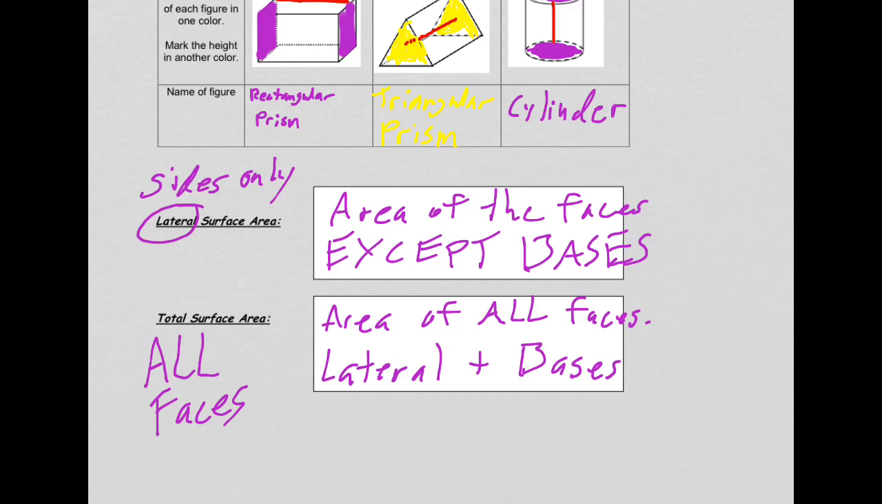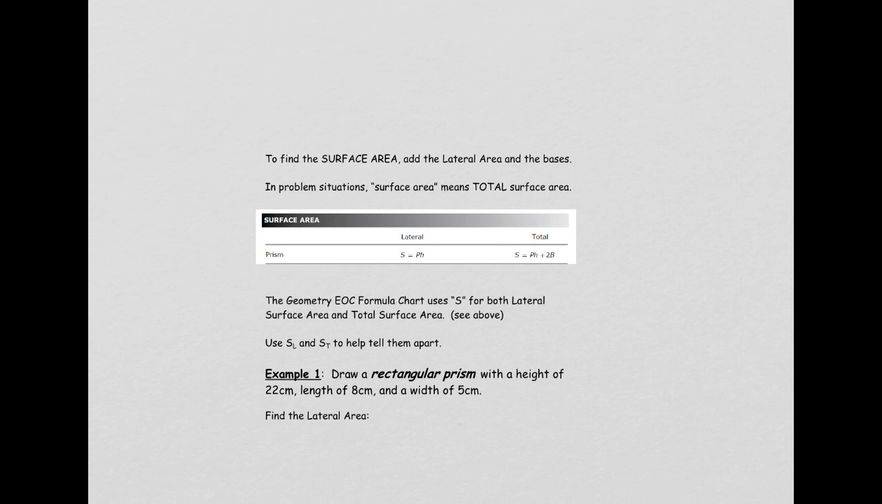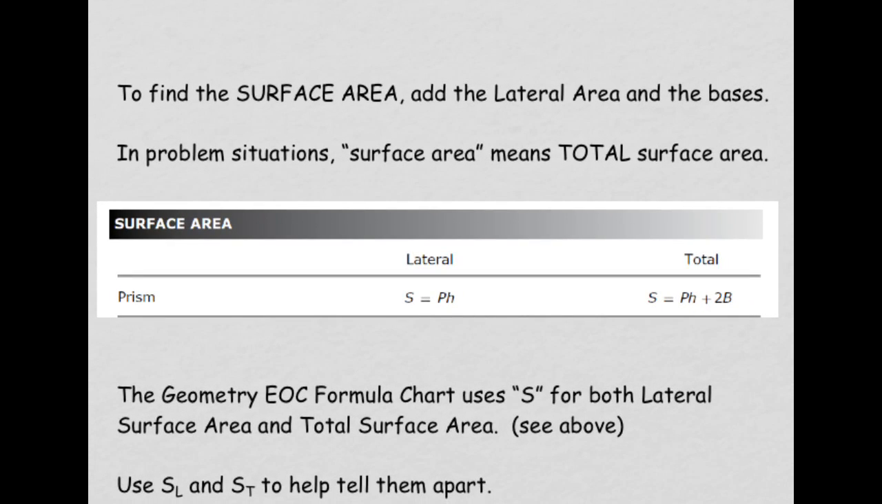The area of all the faces, that means lateral plus bases. To find the surface area, add the lateral and the bases. We just talked about that. And in problem situations, surface area means total surface area. So when I say find the surface area of this rectangular prism, I'm talking total surface area. If I want you to find the lateral surface area, I'll actually put that in there, lateral surface area.